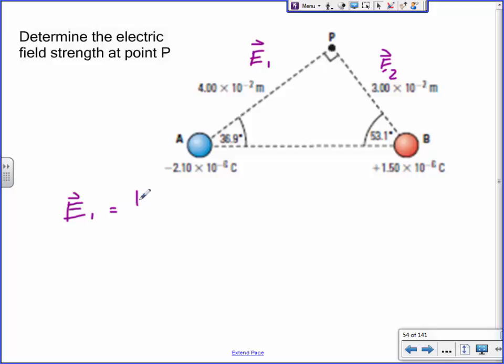So the formula was KQ over R squared. So it's 8.99 times 10 to the 9. Let's see, this charge is 2.10 times 10 to the 6, and the distance between them is 4 times 10 to the minus 2. You following this, by the way? Yeah. Does this make sense? Nice. I do say this makes sense a lot. I have a habit of doing that too.